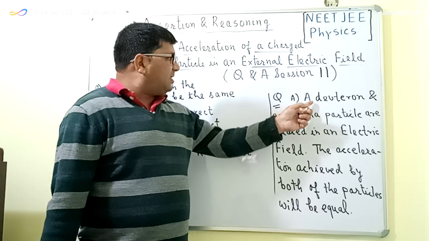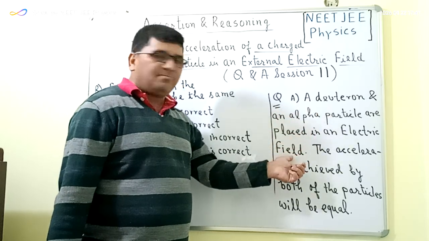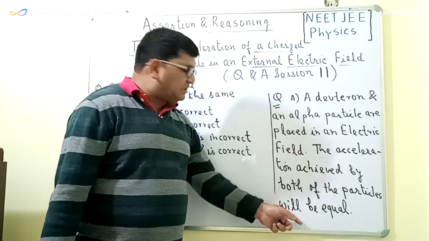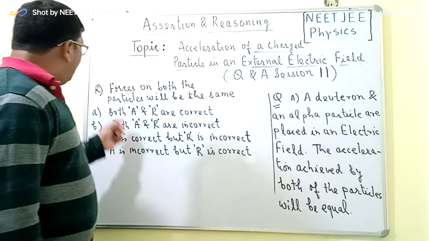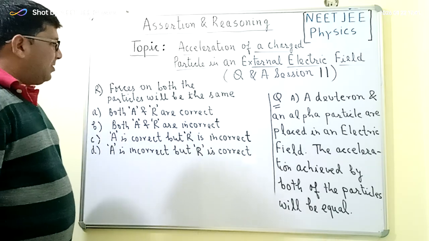The assertion here is: a deuteron and an alpha particle are placed in an electric field. The acceleration achieved by both the particles will be equal. So this is the assertion. The reasoning is: forces on both the particles will be the same.